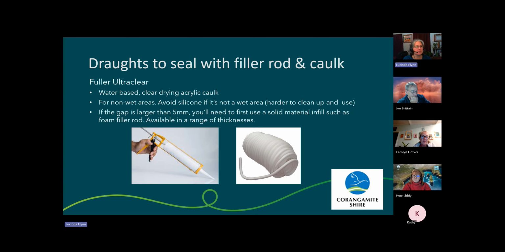If they're really small, less than 5 mil, you can just get a water-based caulk and put it in the gap. We usually suggest one called Fuller Seal, I think, or Fuller's Ultra Clear. It's a water-based caulk. Frequently people talk about siliconing up gaps, and really you only want to use silicone if there's a water application that you need to be waterproof. Otherwise, just use a water-based one.